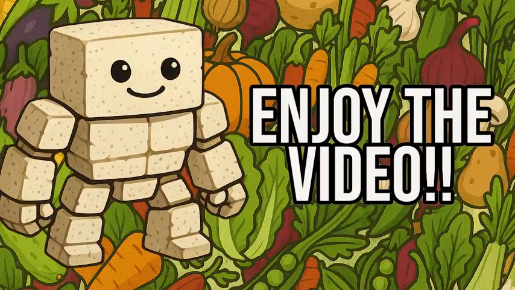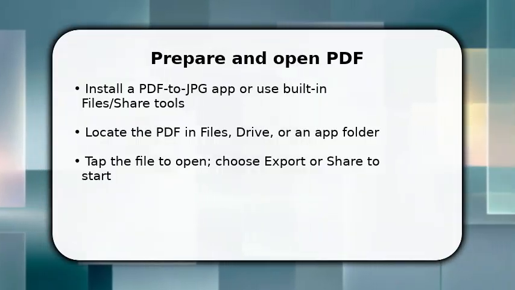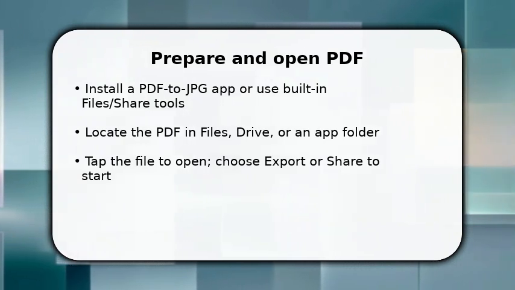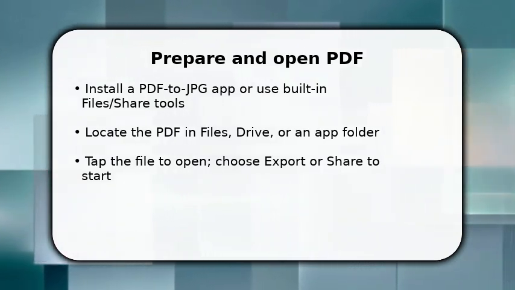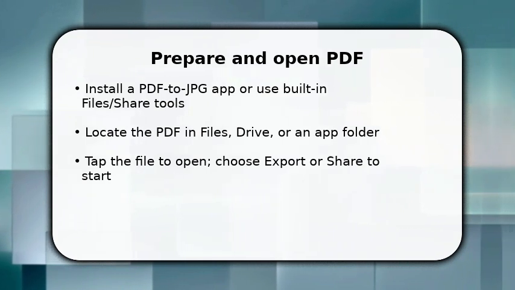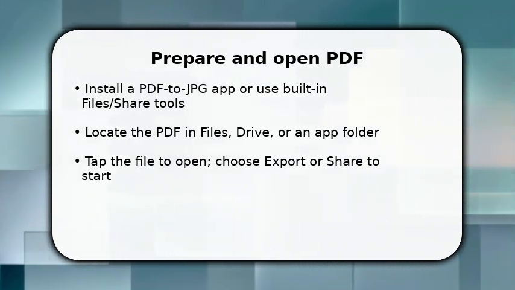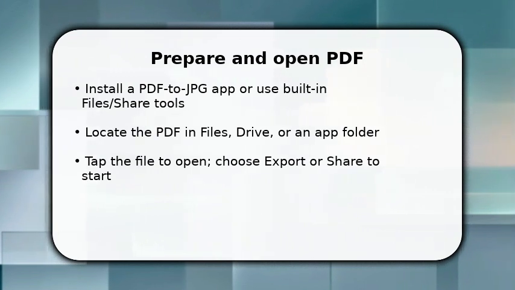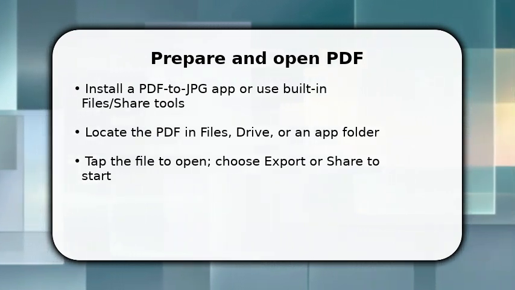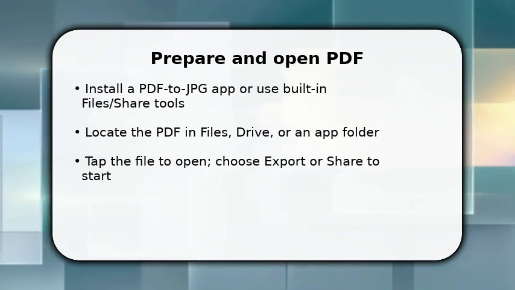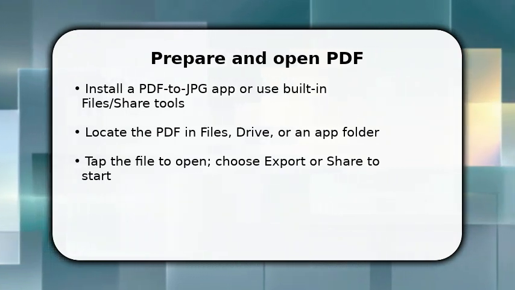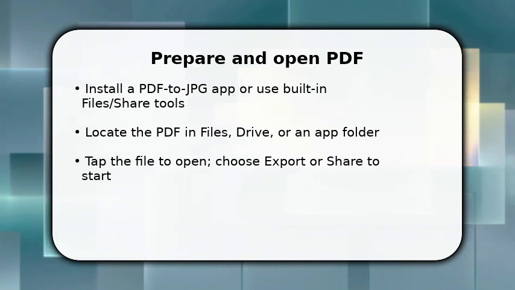Please enjoy the video. You have the PDF ready on your phone. Now start the conversion. First, open a Converter app or the Files app and locate the PDF. Once open, tap the menu or Share button and pick Export or Convert. Make sure you give the app permission to access files if prompted. This step begins the actual conversion flow so you don't waste time.